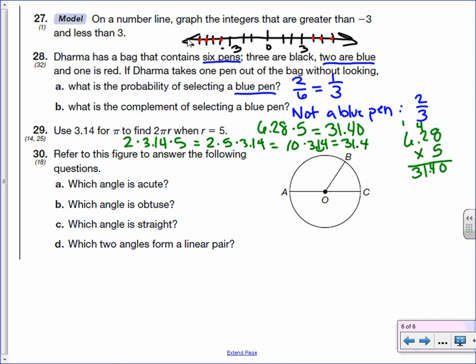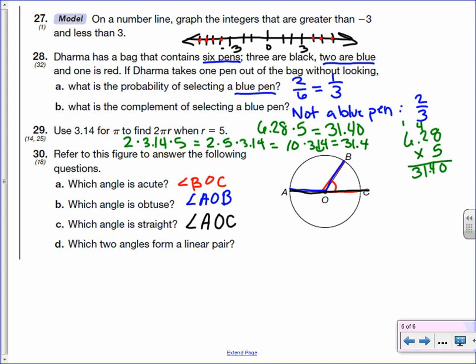And the last problem, refer to this figure to answer the following questions. Which angle is acute? Acute is less than 90 degrees. That's this angle right here. So we would name that as BOC. Which angle is obtuse? Obtuse means it's more than 90 degrees. That's this angle right here, angle AOB. Which angle is straight? A straight angle is a straight line. So angle AOC.